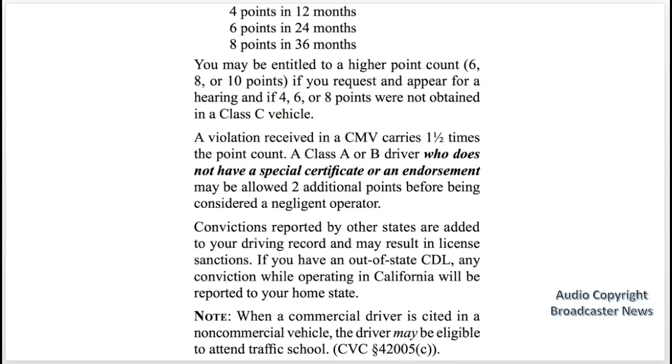A violation received in a commercial vehicle carries 1.5 times the point count. Class A or B drivers who do not have a special certificate or an endorsement may be allowed 2 additional points before being considered a negligent operator. Convictions reported by other states are added to your driving record and may result in license sanctions. If you have an out-of-state CDL, any conviction while operating in California will be reported to your home state. Note: when a commercial driver is cited in a non-commercial vehicle, the driver may be eligible to attend traffic school.